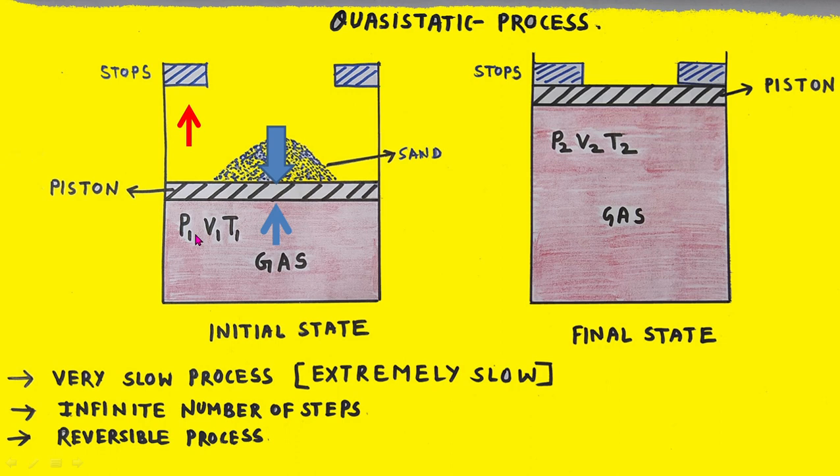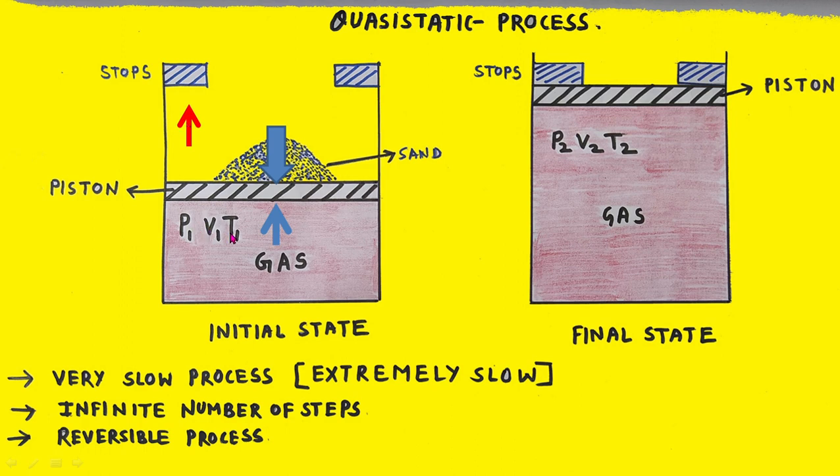Now again, if I remove a second small particle from the sand placed on the piston, then again the piston will move upward vertically by a very minute distance, which cannot be seen by naked eyes, and you will not notice any change. Also, properties of the system like pressure, temperature, volume will remain almost the same.